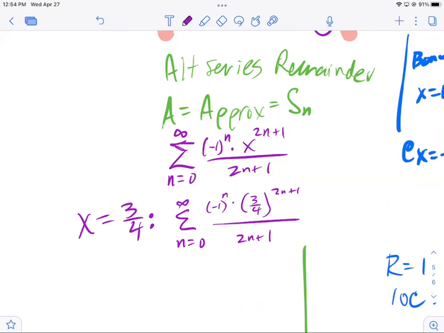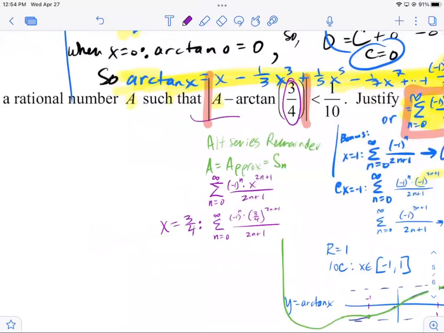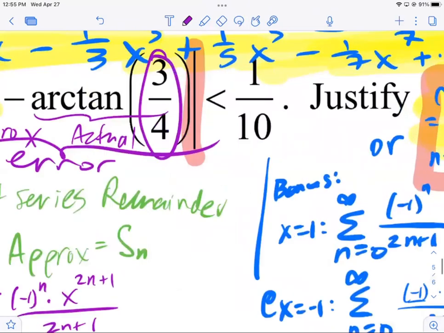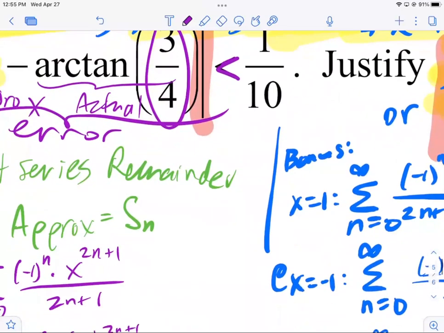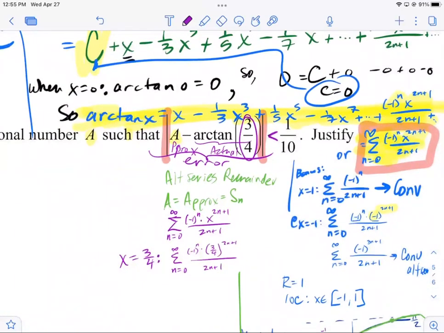When I find the sum, I want the error. That's what this is. This is called the error, right? Because A would be the approximation, and then arctangent 3/4 would be the actual. We don't care if it's positive or negative, we take the absolute value. And that's the difference, or the error. Because we want it to be less than 1/10, that's why we call it an error bound. Remember, for the alternating series, the error has to be within the first unused term. Remember that? So there's a little bit of work here.